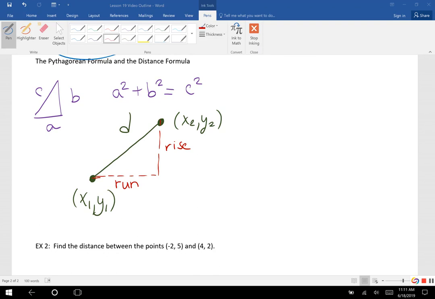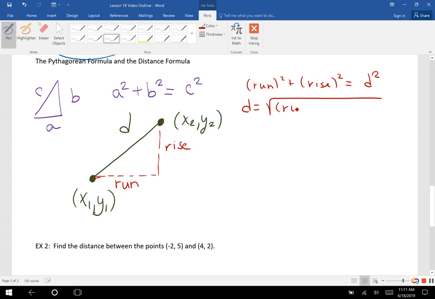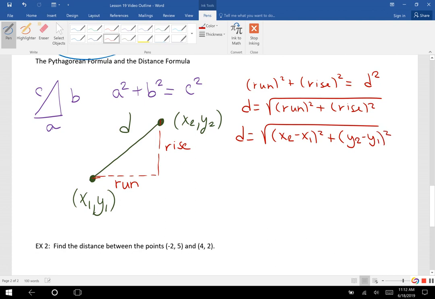In this case, we could say that the run squared, that's my a squared, plus the rise squared equals that hypotenuse, or d squared. And if we wanted to solve this for d, we could say d equals the square root of my run squared plus my rise squared. The run is the change in x, so this would be the square root of x2 minus x1 squared, and the rise is my change in y, or y2 minus y1 squared. And so this result that I just ended up with, this is what's known as our distance formula.